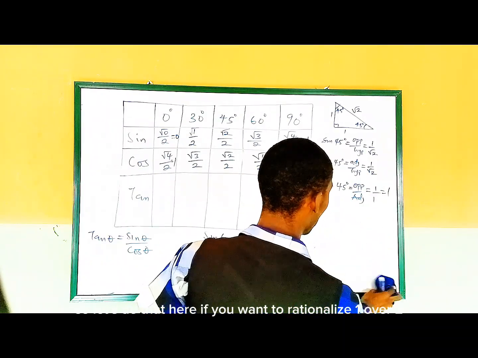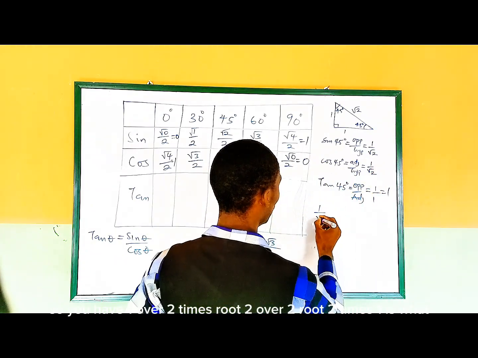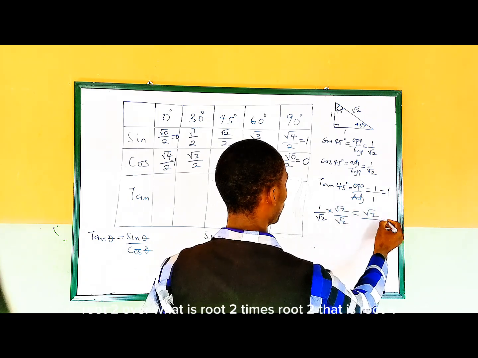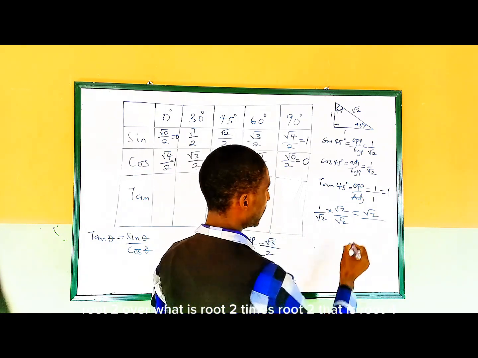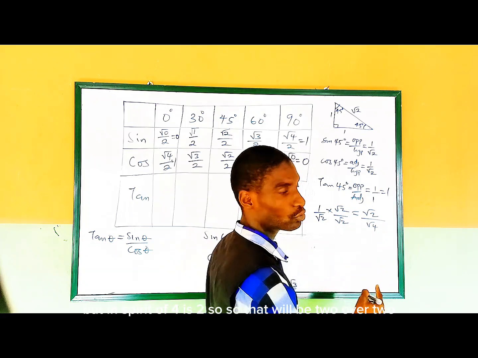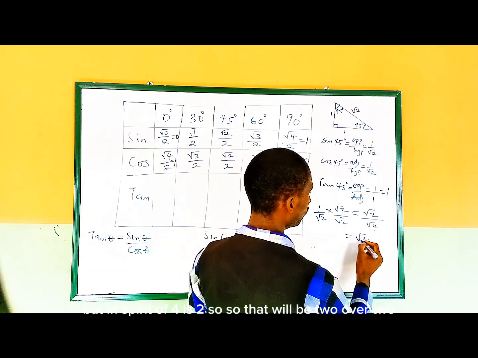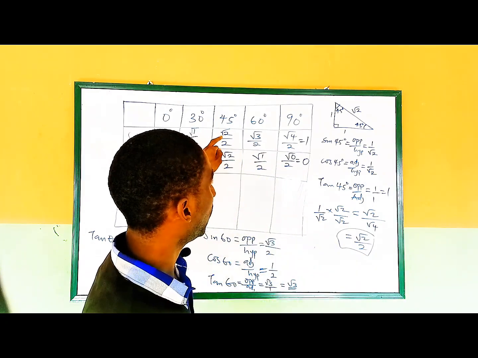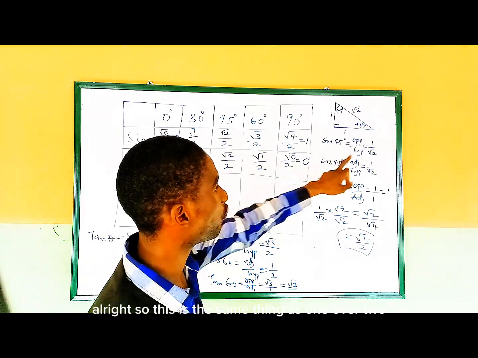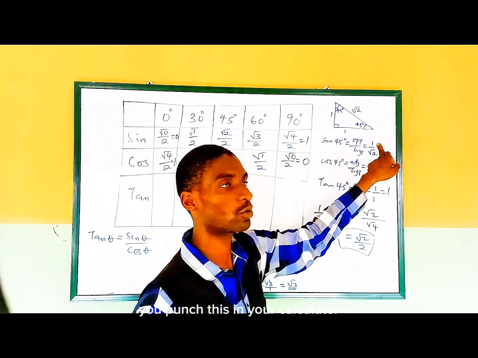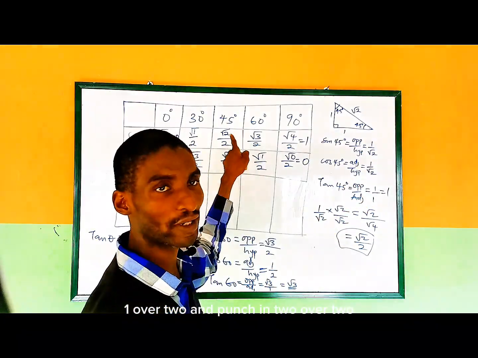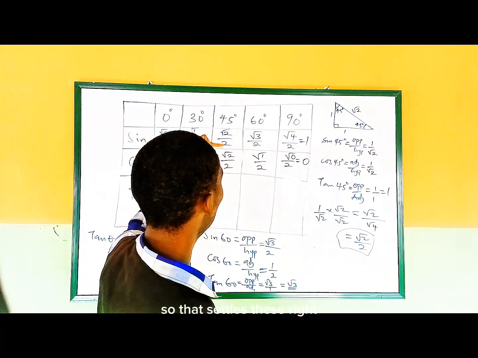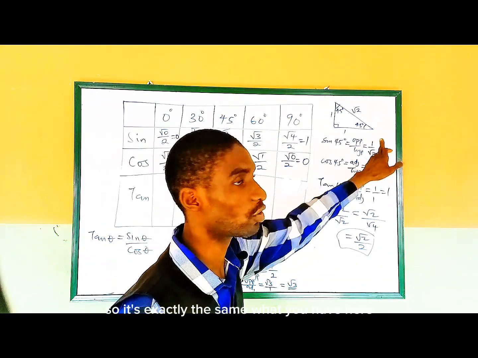So if you want to rationalize 1 over root 2, you have 1 over root 2 times root 2 over root 2. Root 2 times 1 is what? Root 2 over. What is root 2 times root 2? That is root 4. But the square root of 4 is 2. So that will be root 2 over 2. And you see that what we have here is the same root 2 over 2. So this is the same thing as 1 over root 2. You punch 1 over root 2 in your calculator, and punch root 2 over 2, you get the same answer. Alright, so that settles this. It's exactly the same as what you have here.